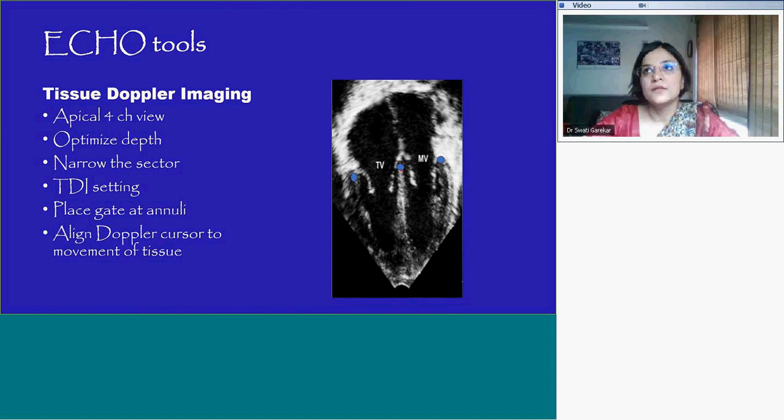That's mitral valve Doppler. What about tissue Doppler imaging? So again, we use the apical 4-chamber view. We optimize the depth. We make the sector narrow so that we have more resolution, and use the TDI setting in the machine. The sample gate is placed at the annulus, in the tissue of the myocardium, and we make sure that the Doppler cursor is aligned to the movement of the tissue.